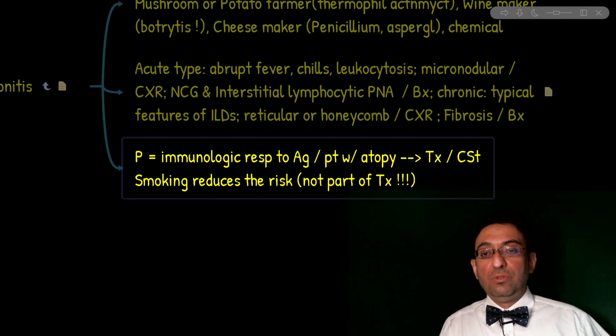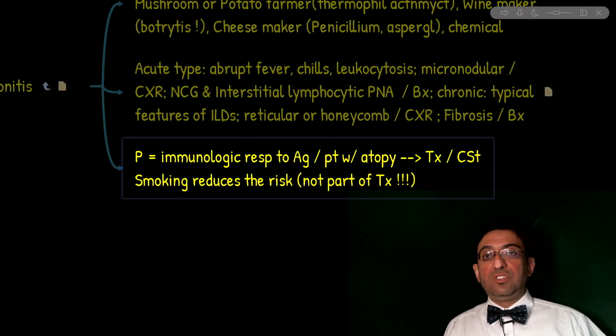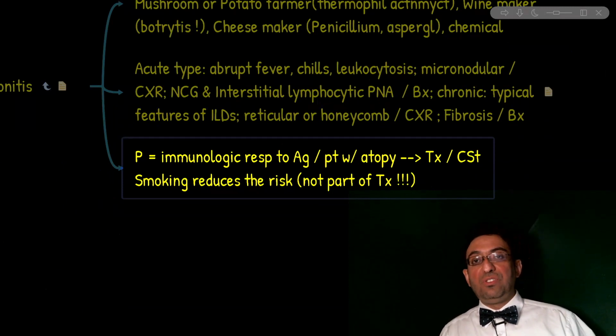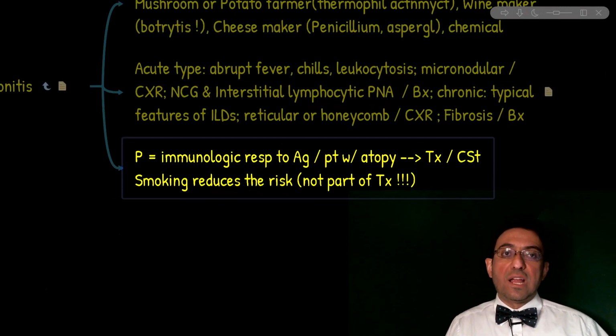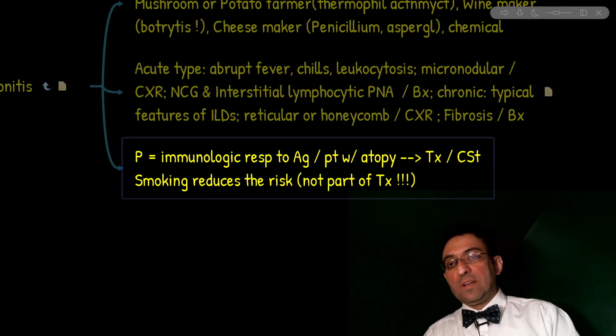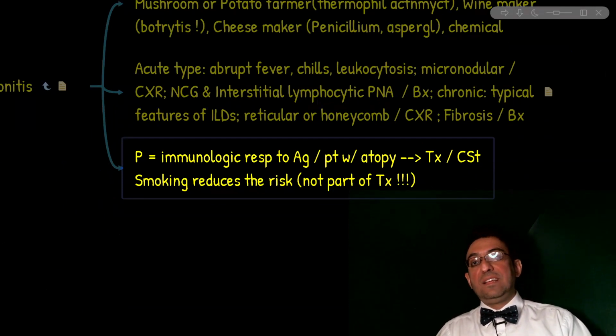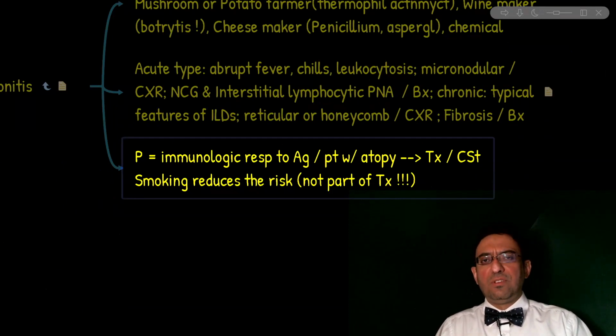For the acute type, we can consider corticosteroids, but for the chronic type, if it's becoming progressive and non-responsive to corticosteroid, lung transplant is the only definitive treatment. Now, very important, true or false question. Smoking cessation is highly recommended and helpful for preventing the progression of or worsening the course of hypersensitivity pneumonitis.